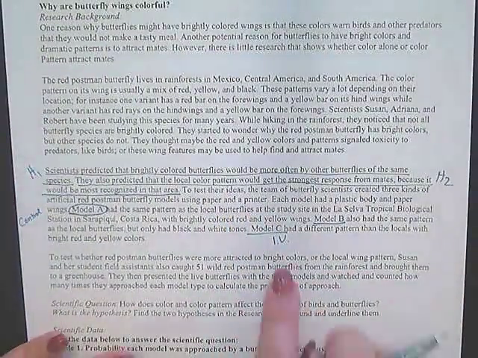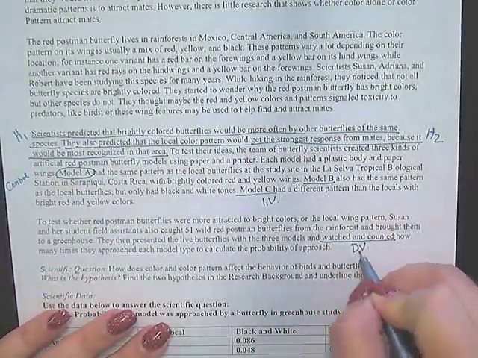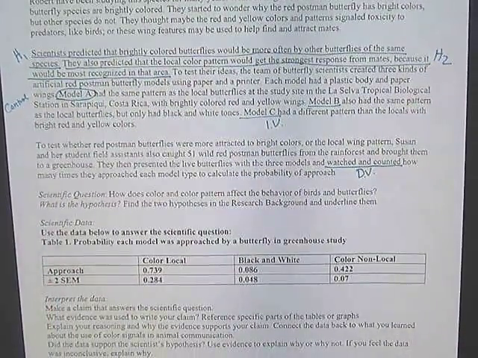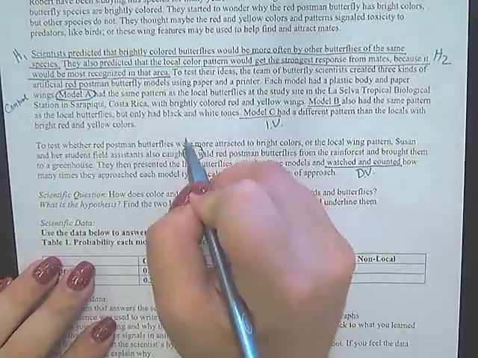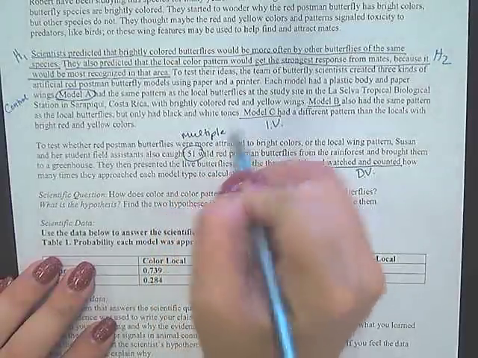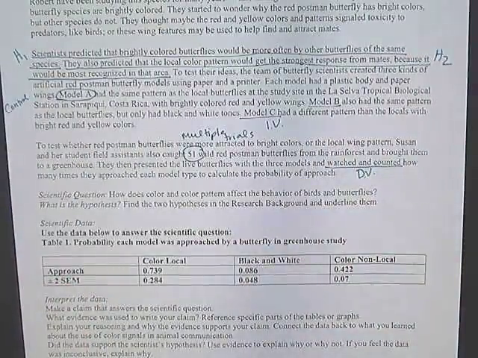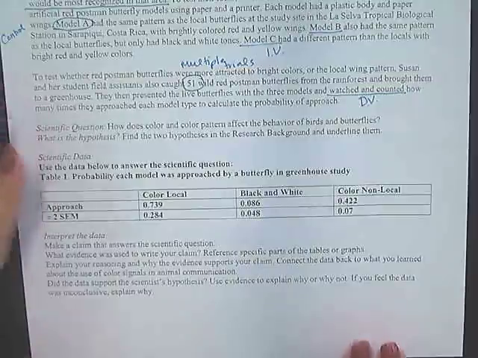So they're going to measure their dependent variable by watching and counting how many times each of those models get approached. And then the last thing you always look for is multiple trials. They're using 51 butterflies, not just one or two or three, but multiple butterflies to test out their hypothesis. Down at the bottom, you're given a data table and asked to interpret it.